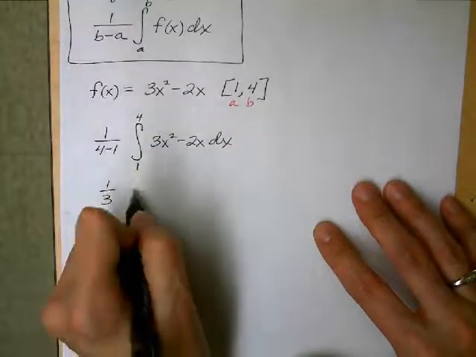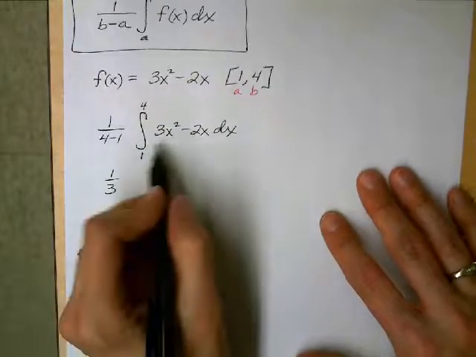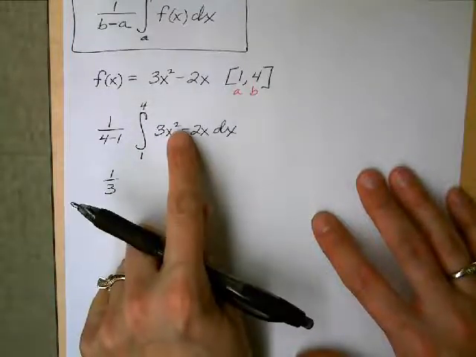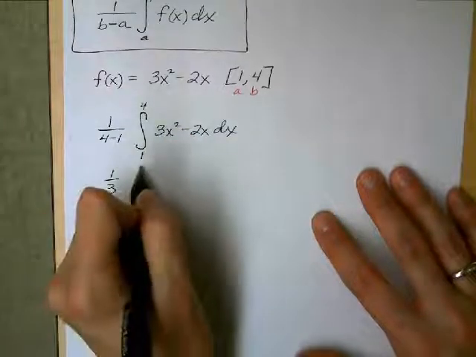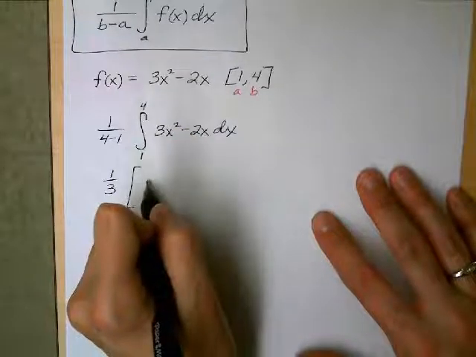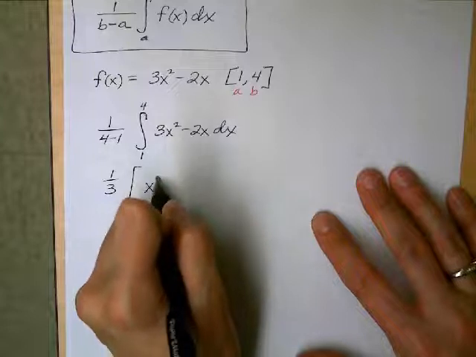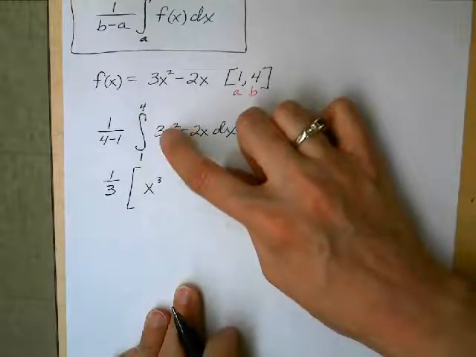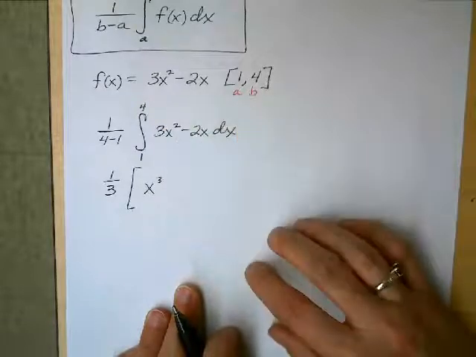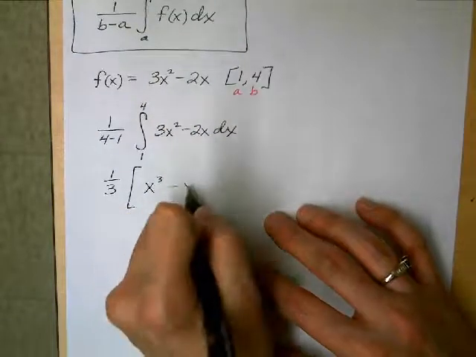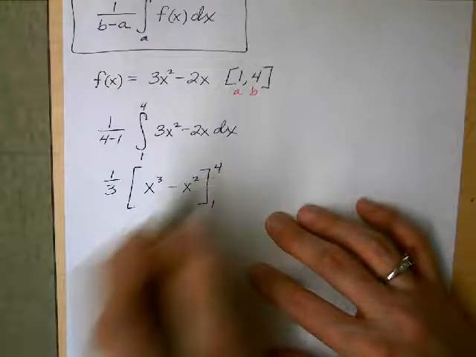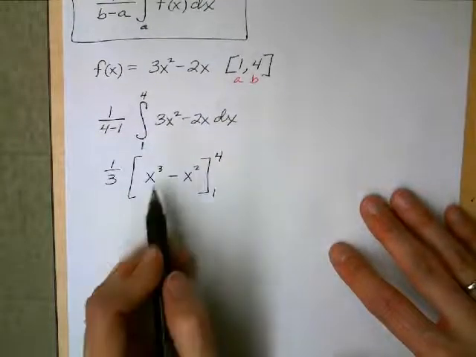All right, so let's integrate. You add 1 to your power. What do you get? x to the 3rd, yep. If you add 1 to your power and then divide by 3, it'll cancel that 3 out. Minus x squared, yep. Then we're going to integrate that from 1 to 4. So plug in 4 into there.